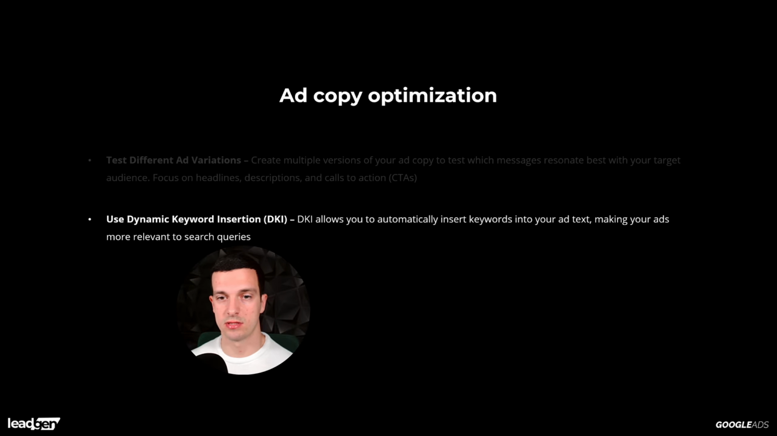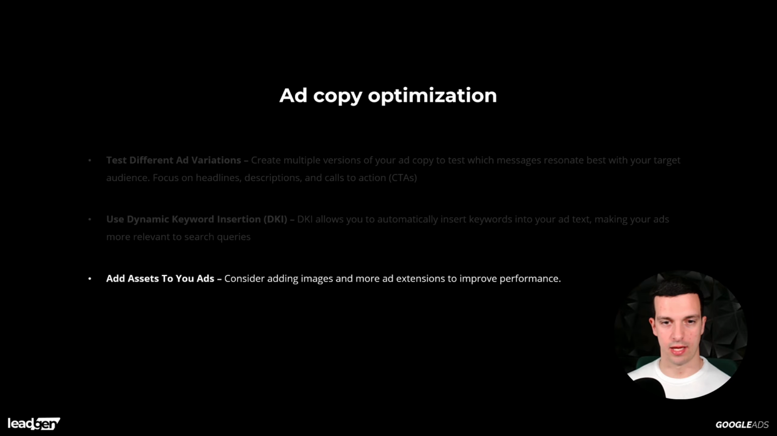Use dynamic keyword insertion. DKI allows you to automatically insert keywords into your ad text, making your ads more relevant to search queries. I'm going to show you, you do this with brackets, and usually in the headline I use this, and it basically pulls the same search query if it's up to 30 characters into the headline. So if someone searches beautiful Google My Business optimization, then it would pull the beautiful Google My Business optimization into the headline.